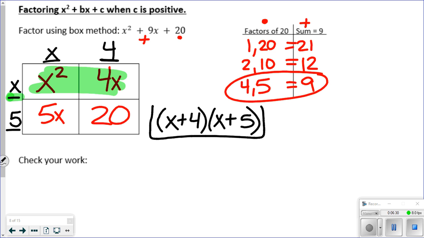And again, order doesn't matter. If you want to write the x plus 5 first, you're still going to get the same answer as me.